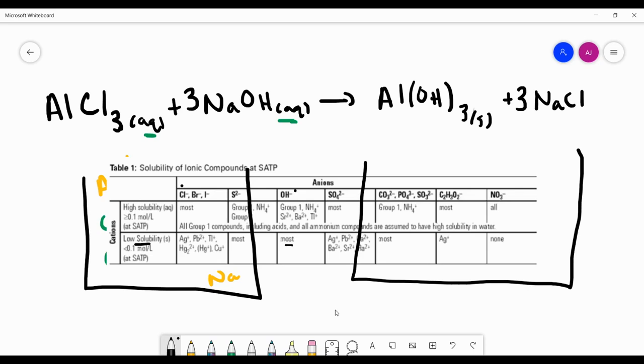I find the chloride column, so I start with the anion. Then I look for sodium. I don't see sodium as an exception here, so sodium must fall under the most. You'll note here that all group 1 compounds, so any compound which has a group 1 metal, including hydrogen, has high solubility. So sodium chloride will not precipitate out of solution.